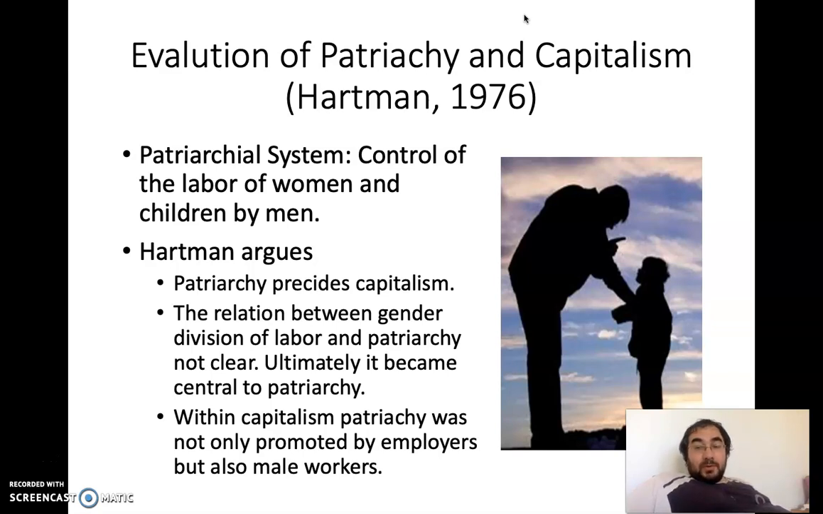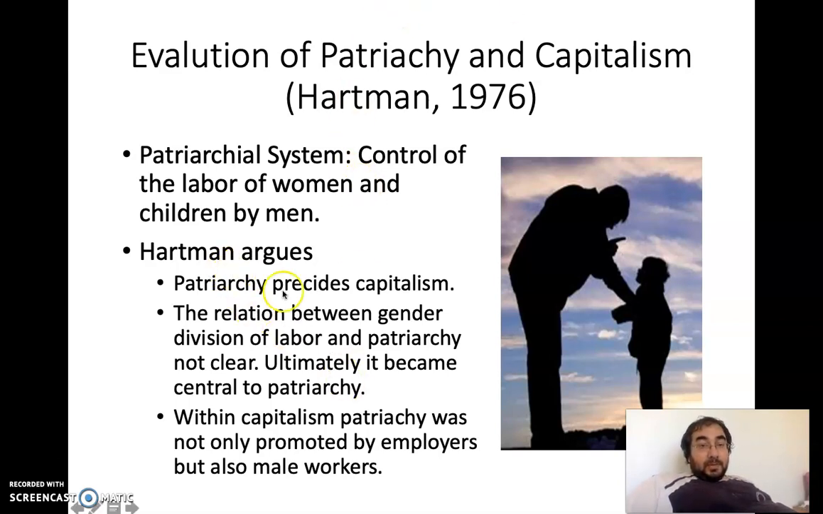But when it comes from the workers, then the capital also makes use of it, and uses it to lower the wages and the working conditions of the female workers, but it also uses it to bid female workers against the male workers whenever they need to lower the labor cost. They can always use the female workers.